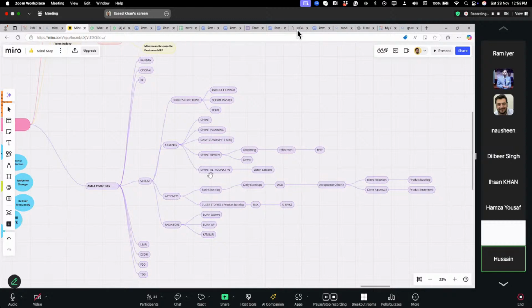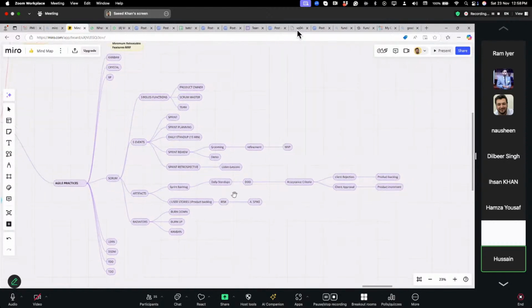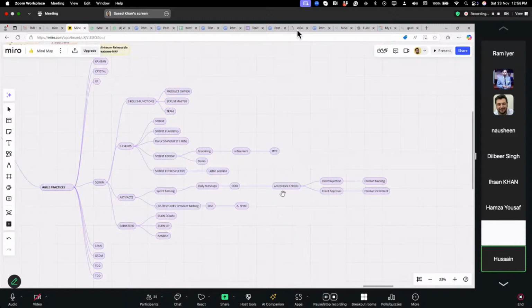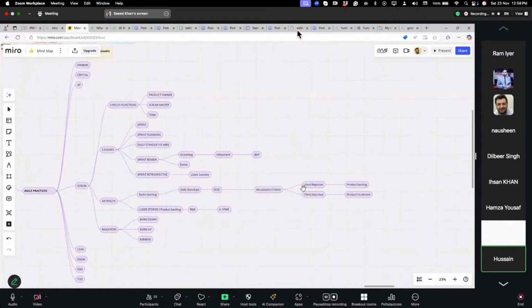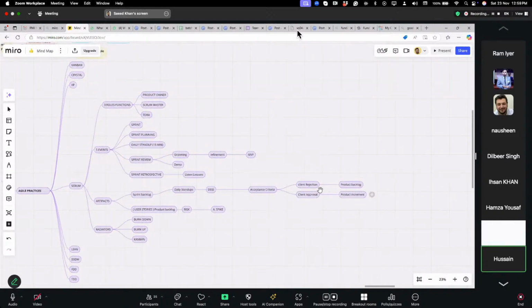And then in Scrum artifacts, we have a sprint backlog and product backlog. The sprint backlog is worked on in the daily stand up. If it is accepted as per the definition of done, it will go to the acceptance criteria, where the client will either reject or approve it. If it's rejected, it will go to the product backlog and will become a risk. If the client approves, it will go to the product increment.